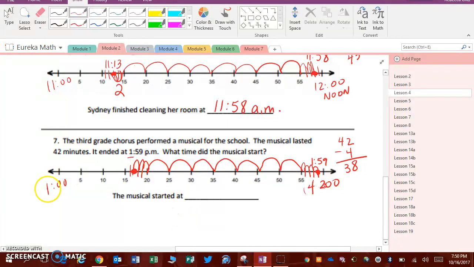Okay, so if I read the clock, that's 1 o'clock, 1:15, 16, 17. 1:17, and that's PM. Make sure you include that label of the AM or the PM.